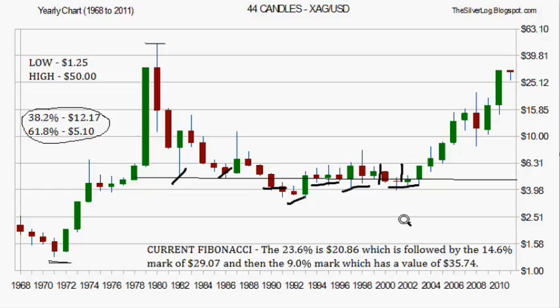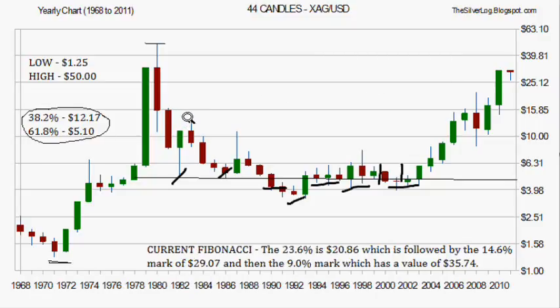Now, how we get these numbers of 23.6 and 14.6 and 9%, what you do is you take 61.8%, multiply that by 61.8%, and you'll get 38.2%. If you take that answer of 38.2 and multiply that by 61.8, you'll get 23.6. Multiply that by 61.8%, and you'll get 14.6, which then brings 9%, and so on and so on. And as you get to these numbers closer to the top value, then you'll just at some point say, okay, we're now making new highs.